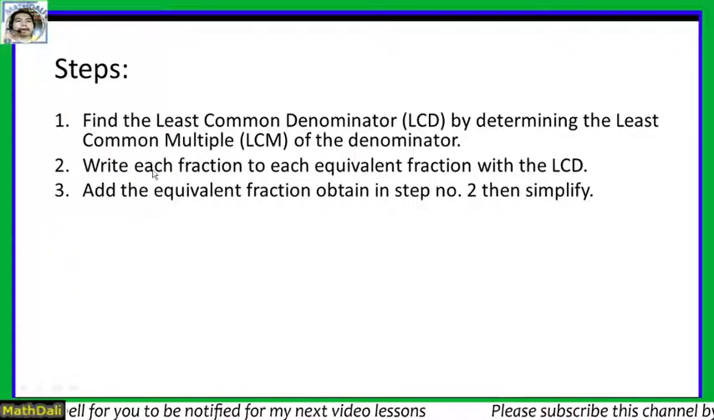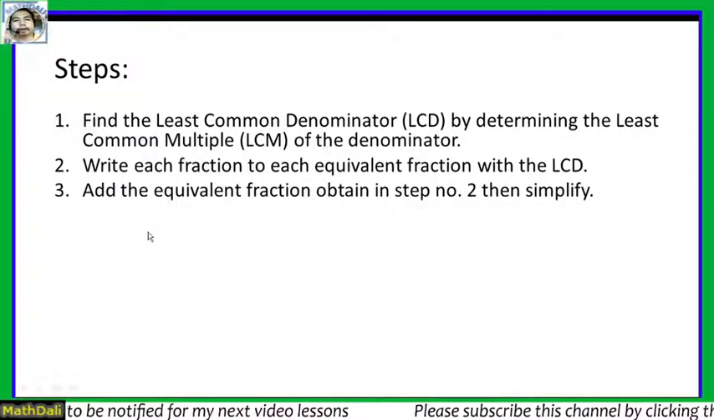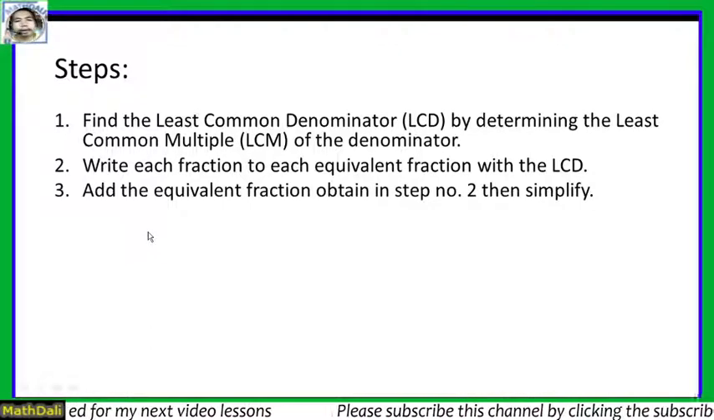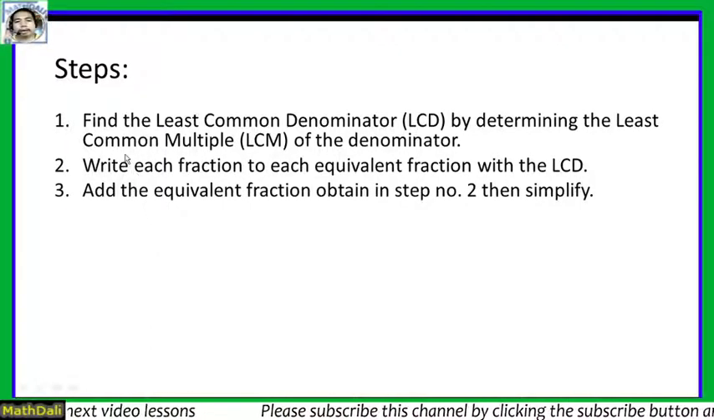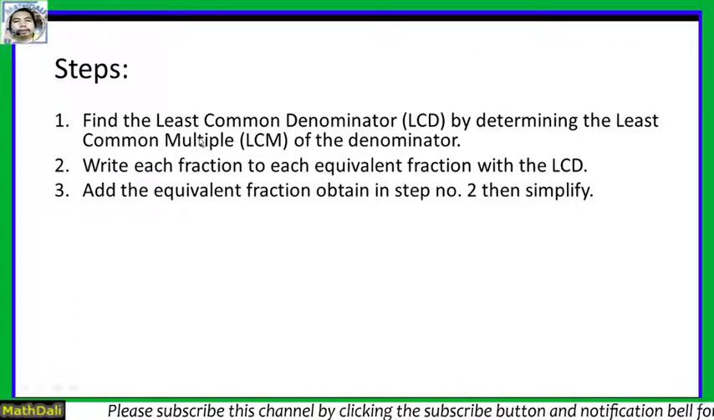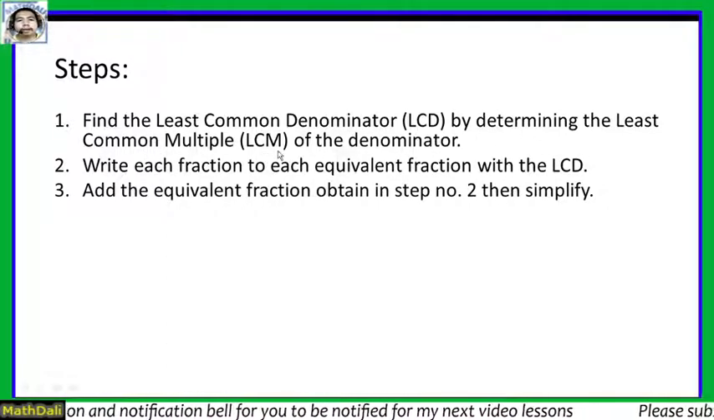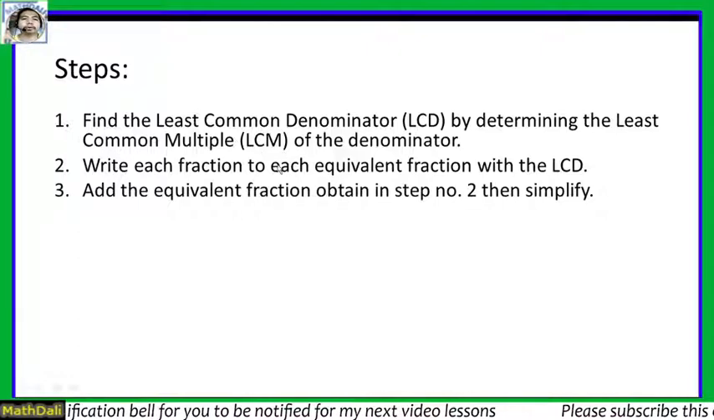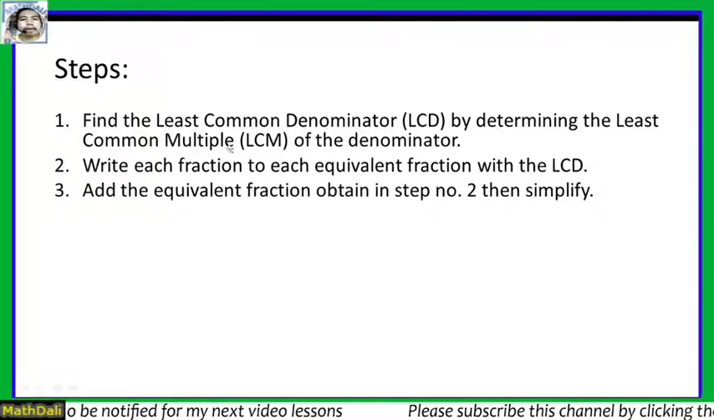So, paano ba mag-add ng dissimilar fraction? So, syempre, hindi basta-basta kayo mag-add ng fraction, especially kung magkaiba yung kanilang denominator. So, una dyan, we're going to find the least common denominator. So, dapat maging similar yung ating fraction. Yan. So, mahanap natin yung LCD sa pamamagitan ng pagkuha ng least common multiple or yung LCM ng denominator. So, tuturuan ko kayo mamaya kung paano kunin yung LCD ng fraction.